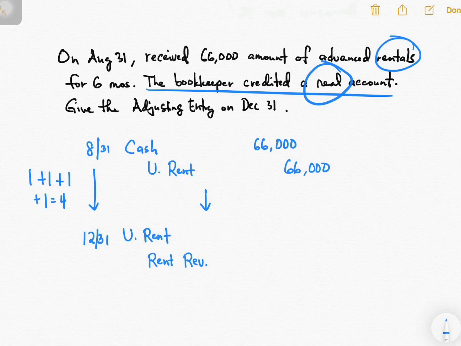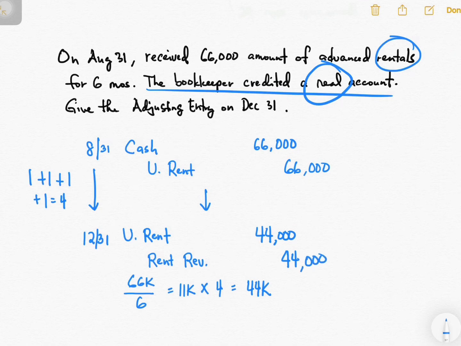Now, how much is the revenue for 4 months? If the total is 66,000 divided by 6, because the total is 6 months, how much is your revenue on a monthly basis? It's 11,000 times the number of months concerned. It's 4. September, October, November, December. That's 4 to get your revenue, 44,000. And this is your amount.